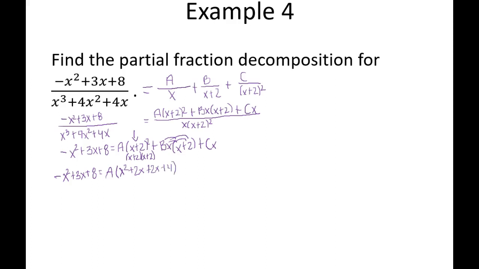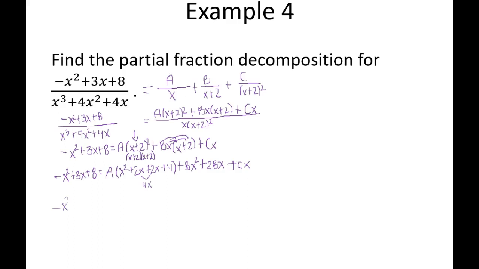All right, over here, b times x, this is b times x to the second. And b times x times 2 is going to give me 2 times b times x. And then, of course, this is just going to be plus the cx back here. All right, so now I am going to add the 2 plus 2 here. This is going to give me 4x, and I'm also going to distribute the a into the parentheses.